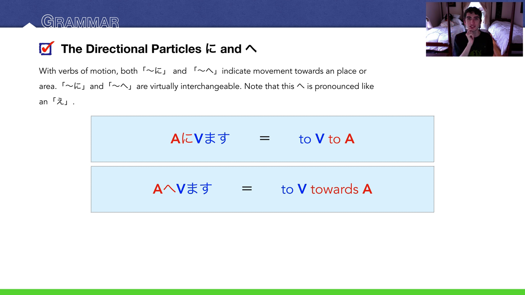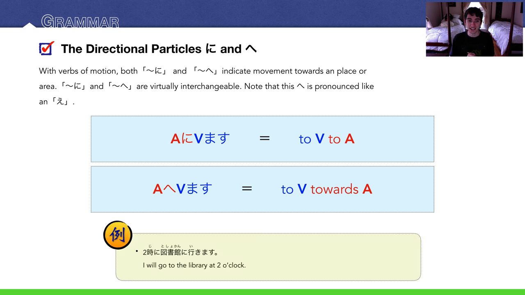E, on the other hand, sounds like towards. More directional. I'm going in that direction. I'm going towards this place. In practice, however, they both translate to the same thing, to, all right? And you can just interchange them, and the meaning of the sentence will still be the same. Also note that even though this is he, the character for he, it's pronounced e.